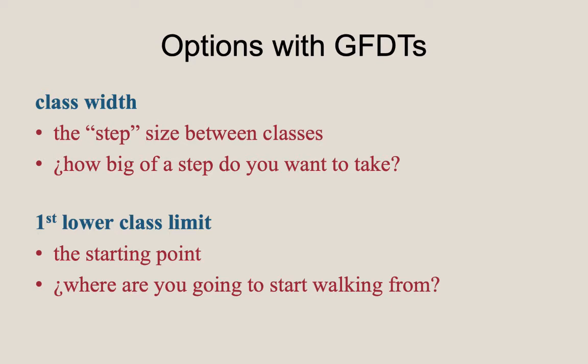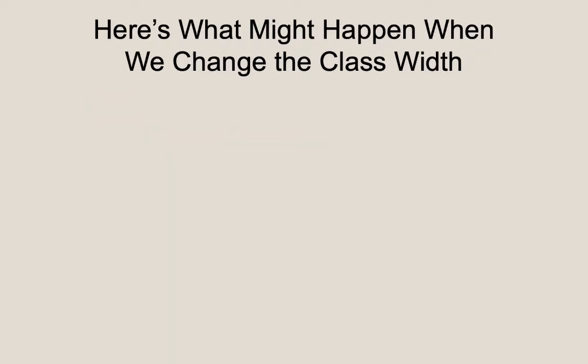The key to remember is that if we change one or both of these, we may end up with a different GFDT. However, it is still the same data set. It is just being presented in a slightly different format. Here we will look at 4 different GFDTs with different class widths. We will notice that as the class width gets bigger, the GFDT overall gets smaller because it will have fewer rows. Continuing with our analogy, it doesn't take as long to get where you're going if you take bigger steps.